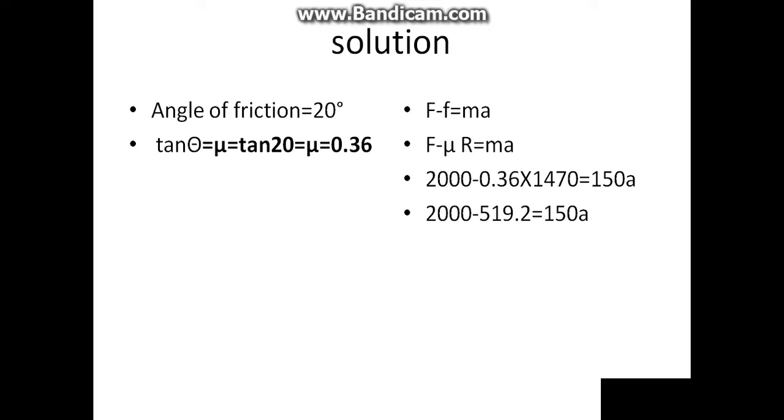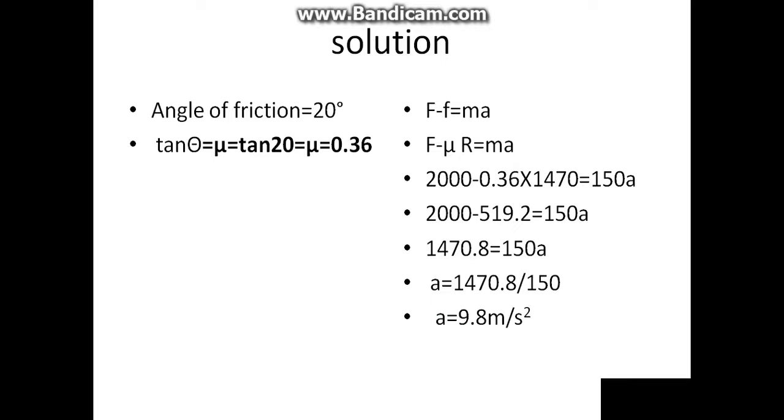Then we now have the value after the computation, which is 2000 minus 519.2, which is equal to 150A. Then if we subtract the values, we now have 1470.8 is equal to 150A. Therefore, making A the subject of the formula, we have 1470.8 over 150. A will now give us 9.8 meters per second.